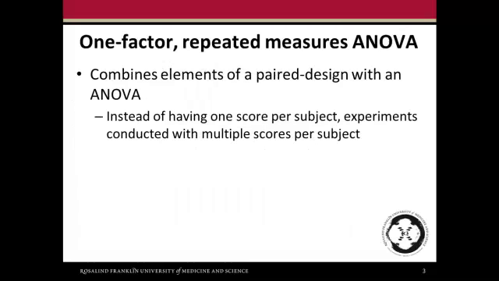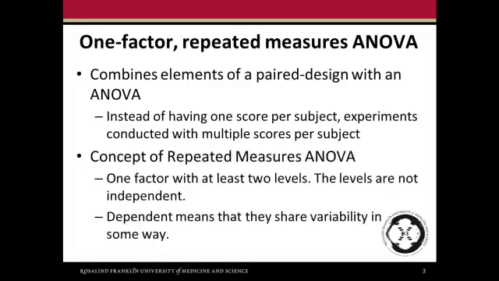When we do a one-factor repeated measures ANOVA, this combines elements of a paired design with an ANOVA analysis. So we looked before at doing a paired t-test when you had one subject and maybe you had before and after data. So it combines this idea of a paired design, but we might have multiple scores per subject or multiple measurements. So maybe instead of having just a before and after, we have a before measurement, immediately after something, and then at some point in the future. So keep that in mind.